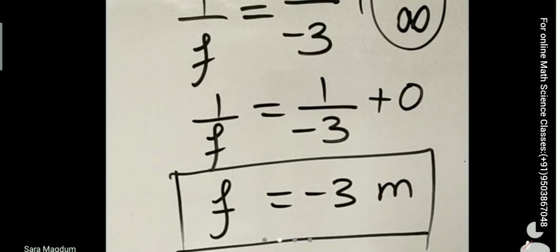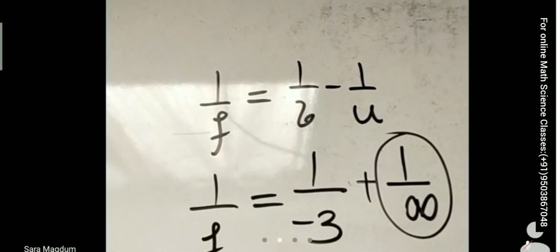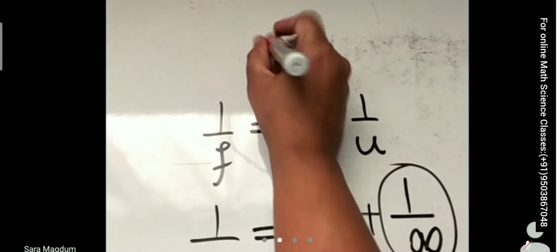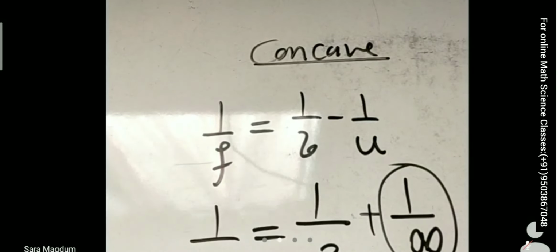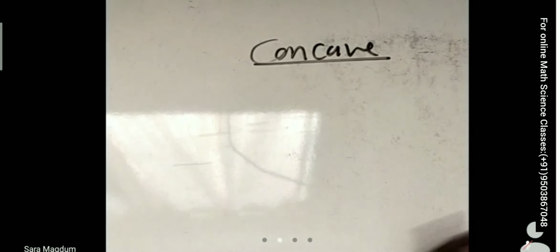So as a conclusion, you will write according to the sign of the given focal length. Please write there, according to the sign of the given focal length, the lens is diverging in nature. Diverging lens means what? Diverging lens means concave. The lens is diverging in nature means it is the concave lens.